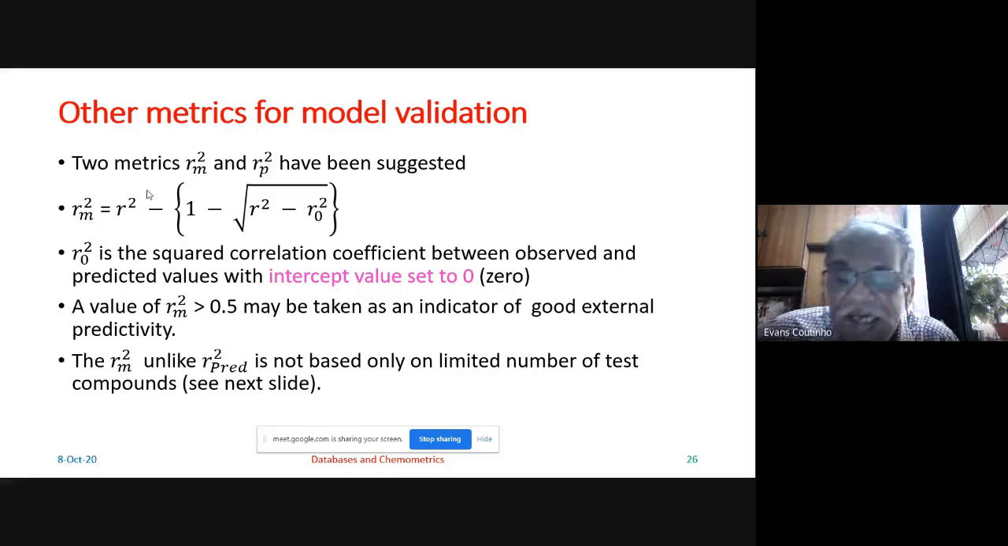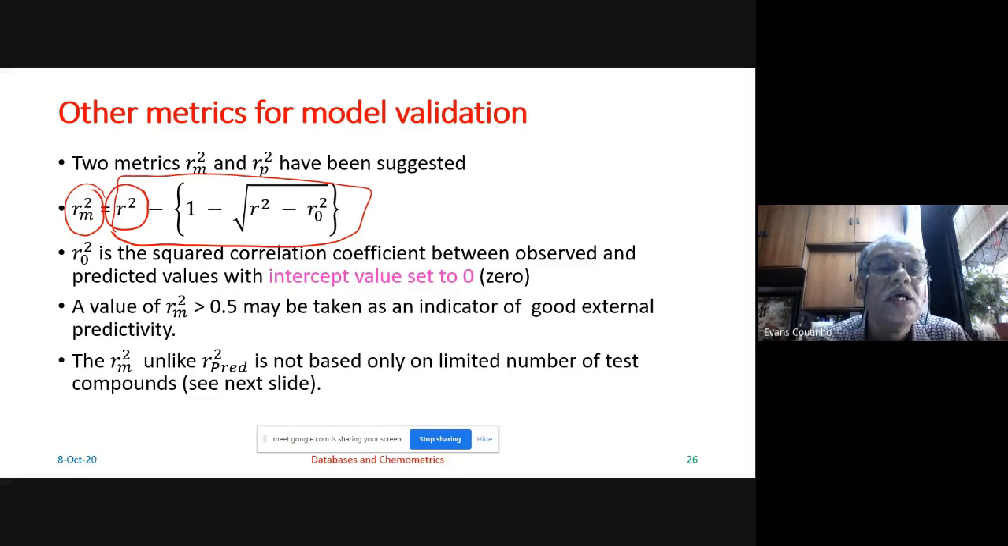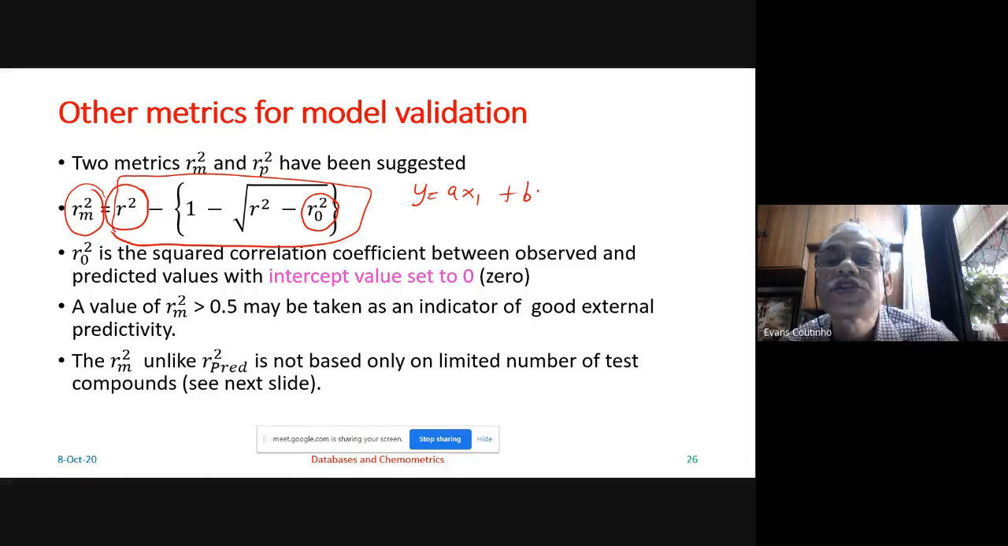Okay, so another thing that journals are recommending today is for your models to calculate the R square M and the R square P value. So this is the equation for the R square M. This is the R square for your model, and R square 0 basically is when the C coefficient is set to 0. So what is our model? Our model is equal to AX1 plus BX2 plus C. So R square is for this model. R square naught is when your model is equal to AX1 plus BX2. I do not have C here.